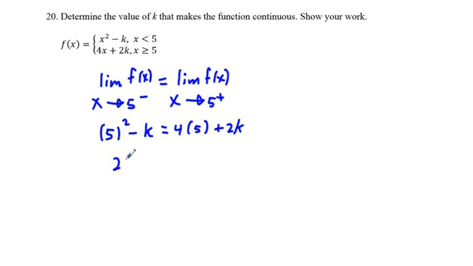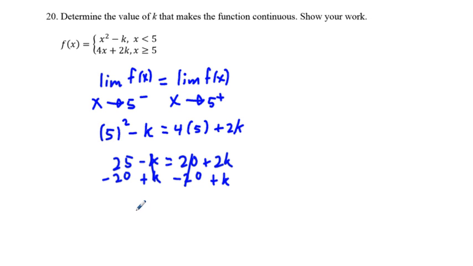And then we're going to have 25 minus k equals 20 plus 2k. If we add k to both sides of this equation and subtract 20 from both sides, 20 minus 20 cancel on the right side, negative k plus k cancel. So we're going to get 5 equals 3k. Solving for k, we have k is equal to 5/3.